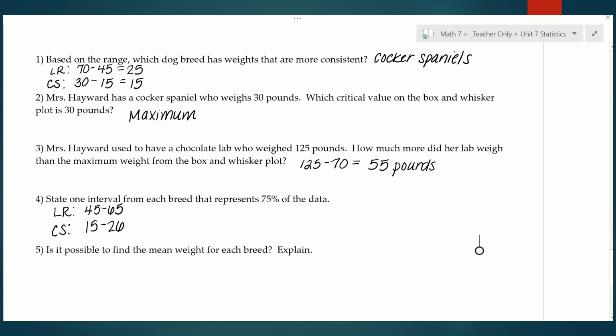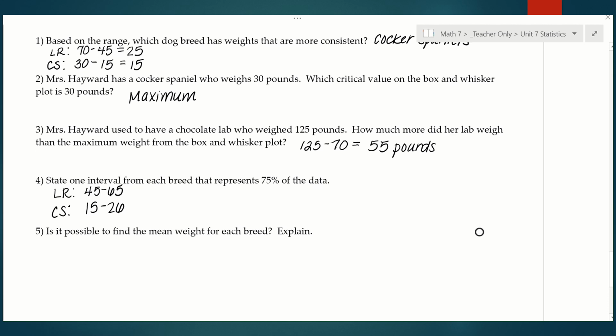All right, last one here. Is it possible to find the mean weight for each breed? So remember, mean is the average. And so if you think about what you can see on a box and whisker plot, you really need to know every single weight in order to figure out the average, because we would add all the weights together and then we would divide by how many weights we added. But on a box and whisker plot, we can't see each individual weight. All we can see is what the lowest weight was, what the highest weight was, what the middle weight was. So we don't have enough information to figure out the average weight.